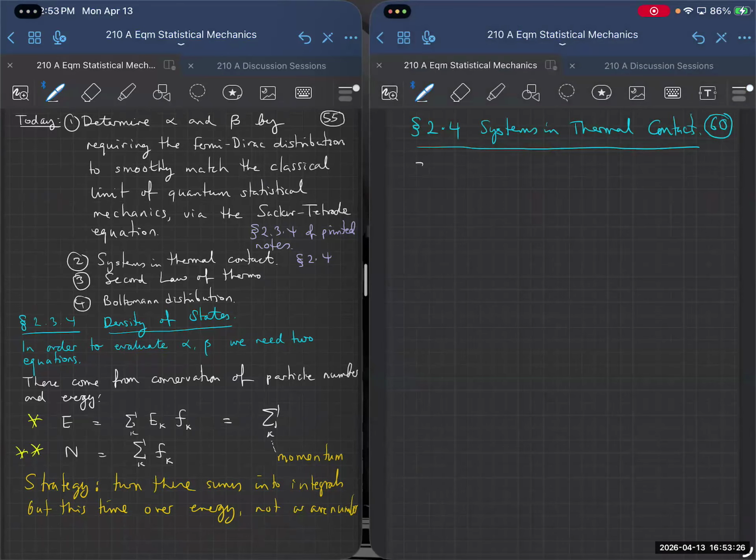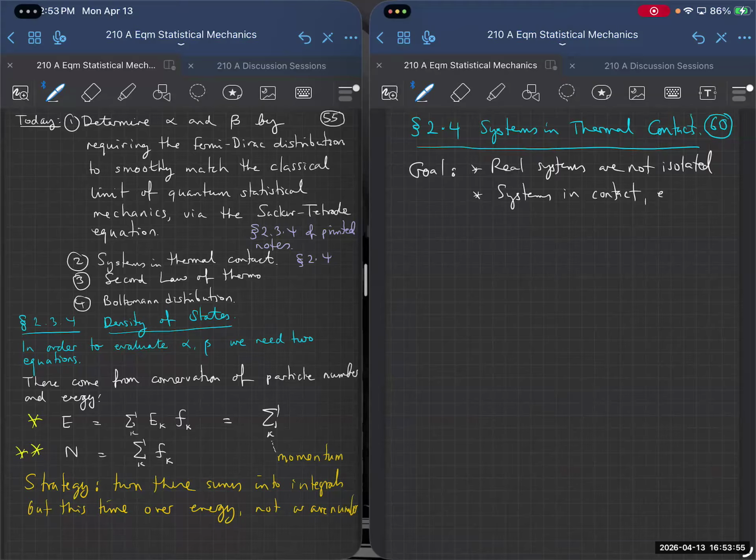And what is our goal? We're going to find several things. One is that real systems are not isolated. That's the first thing. We're going to see that when we put systems in contact, entropy increases if they're not at the same temperature.